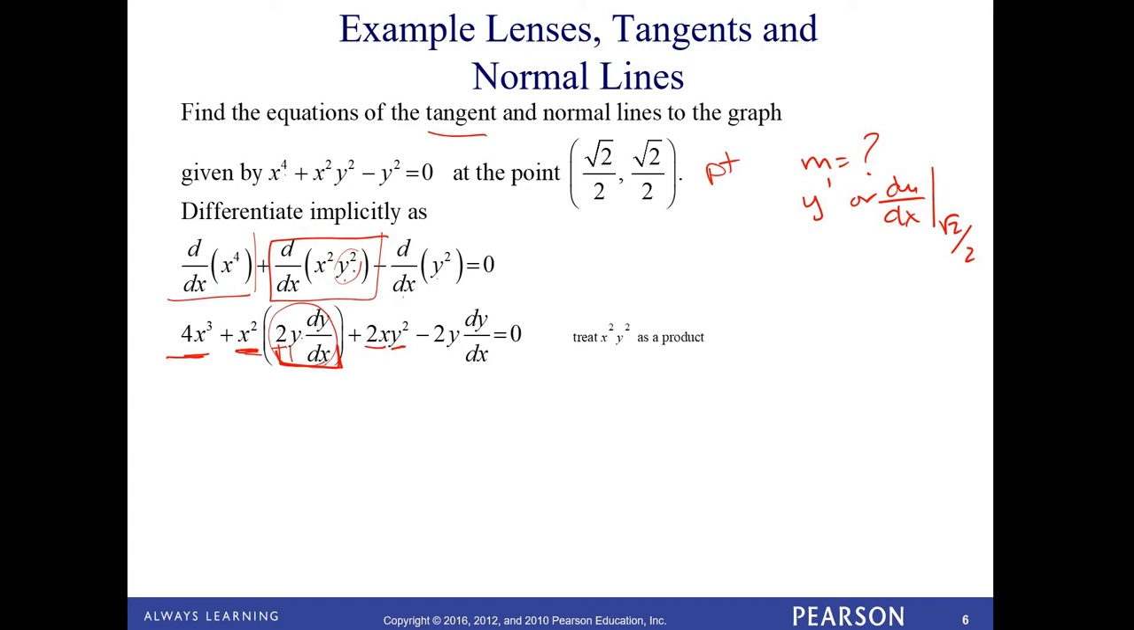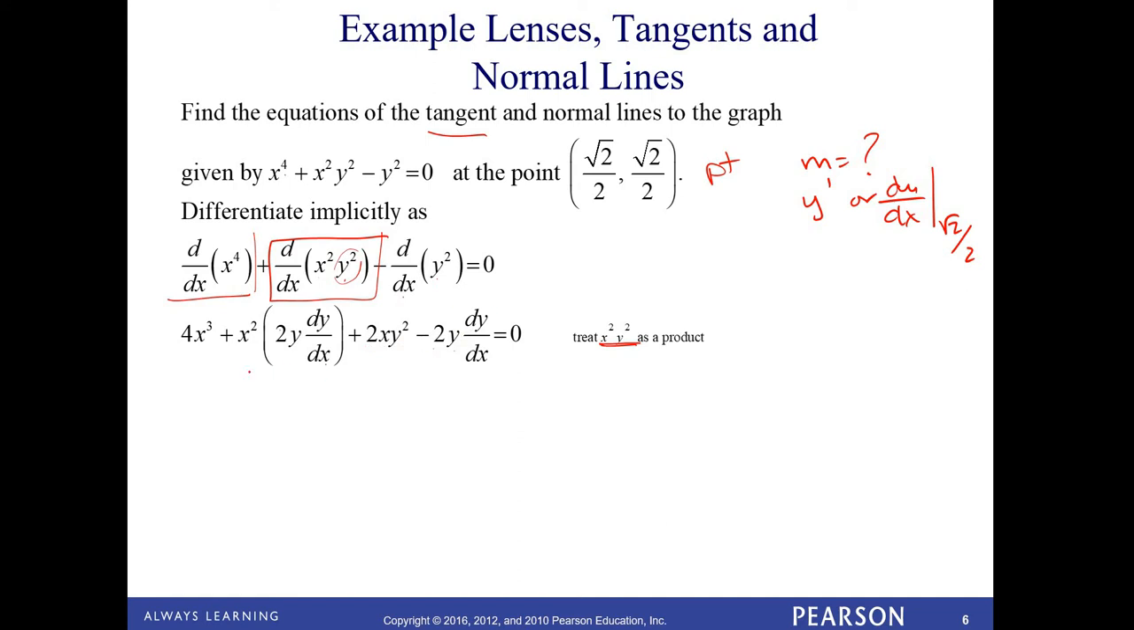Product rule, chain rule, implicit, minus, again, this is with respect to x, so we're going to need our chain rule. Bring down the power, 2y times the derivative of the inside function is dy dx. So remember, x squared y squared must use the product rule. All right, so we've got a little bit of work to do here now to get our dy dx isolated.